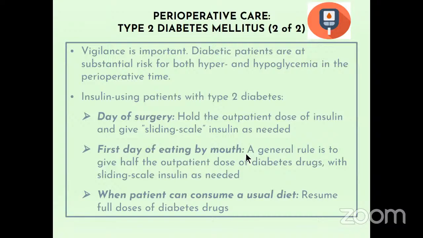On the first day of eating by mouth, a general rule is to give half of the outpatient dose of the diabetes drug with a sliding scale insulin as needed. We will give half the dose of the diabetic drug. When the patient consumes a usual diet, resume the full dose of diabetic drugs.